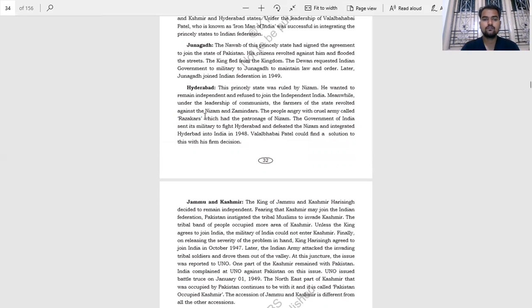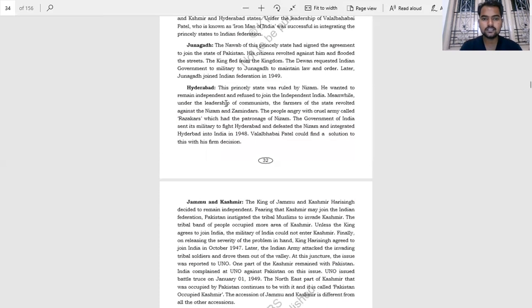where again the farmers of the Nizam's kingdom revolted against him and sought the intervention of the Indian government. So Sardar Vallabhbhai Patel, in 1948, took the Indian army and went to Hyderabad and they fought against these Razakars, the cruel army, and they won.